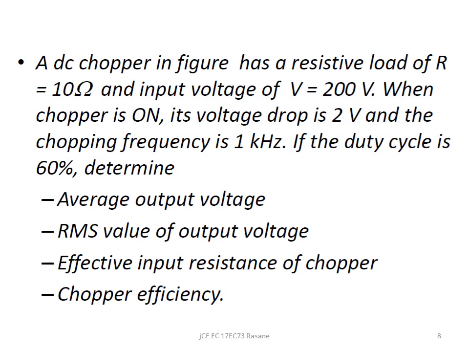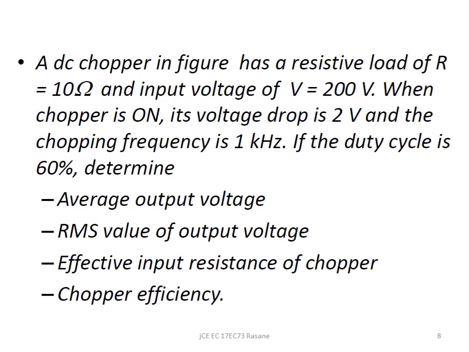Now let us look at another problem. A DC chopper in the figure has a resistive load of R equal to 10 ohms and the input voltage is 200 volts. When the chopper is on, its voltage drop is 2 volts. So now here we are looking into a chopper voltage drop of 2 volts and the chopping frequency is 1 kilohertz. If the duty cycle is 60%, you have to determine the average output voltage, the RMS value of the output voltage, the effective input resistance of the chopper, and the chopper efficiency.